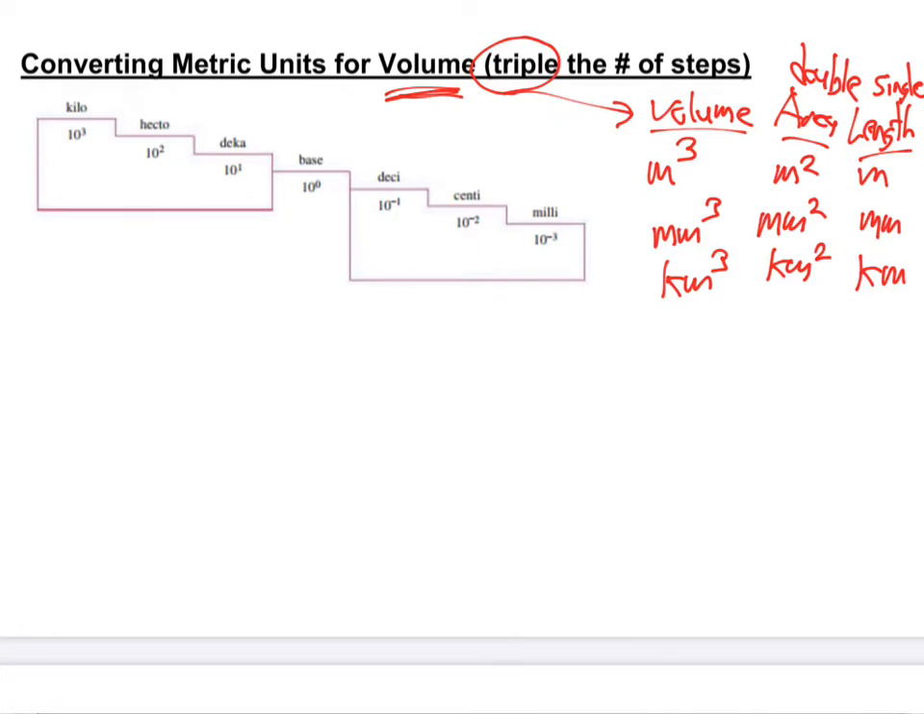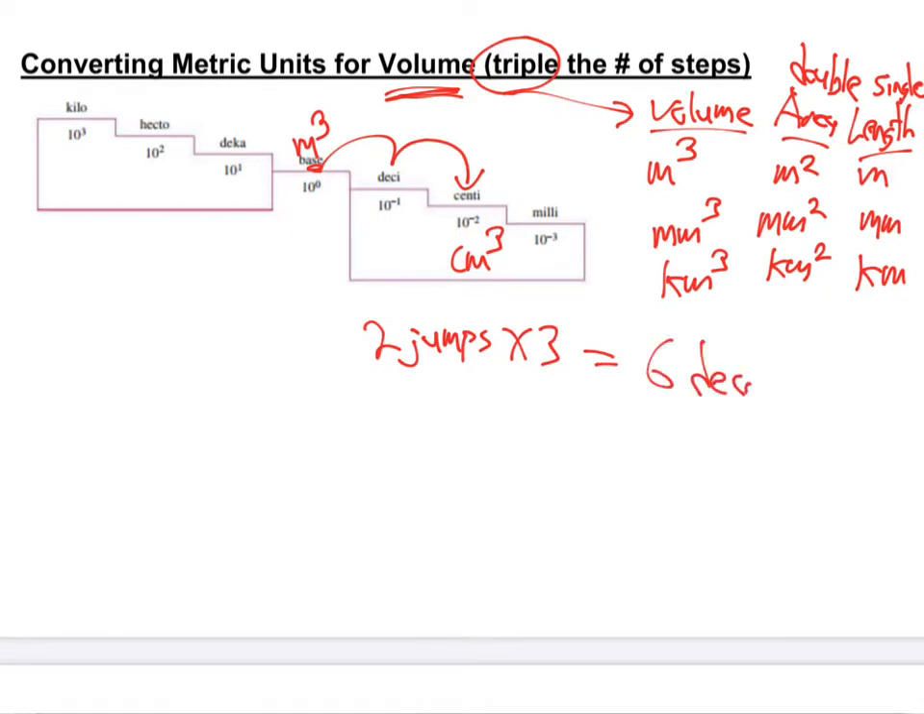So it's the same exact thing, you just triple. So say you go from cubic meters here, and you go boom, boom, to cubic centimeters. That was 2 jumps. But then you go times 3 because it's volume. That would be 6 decimals to the right. You just triple the number of jumps. We'll see it when we get to the conversion problems. All right, let's dive in.